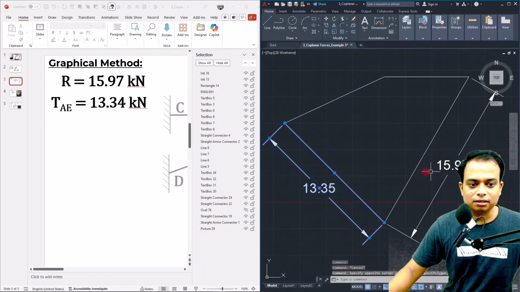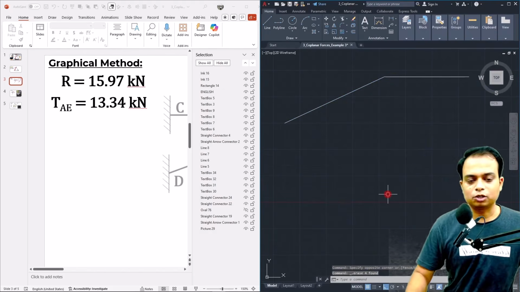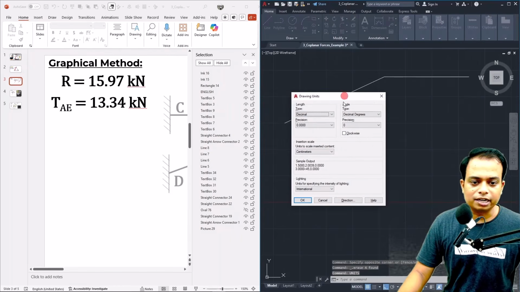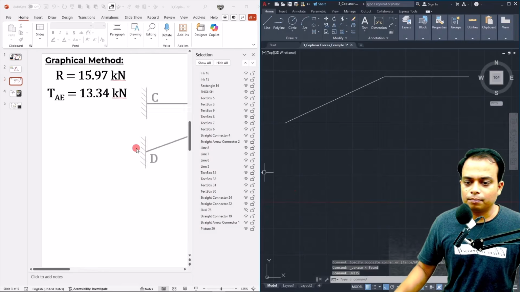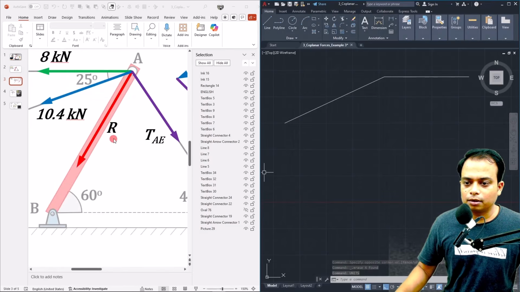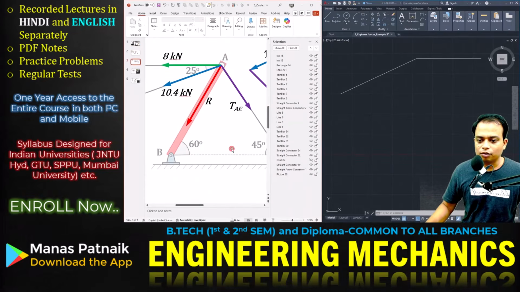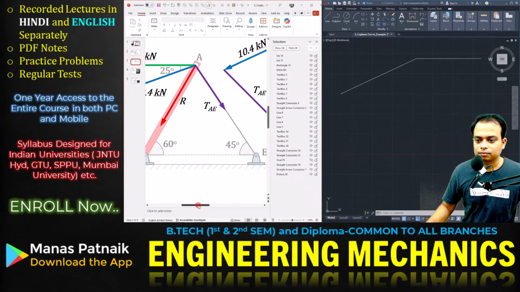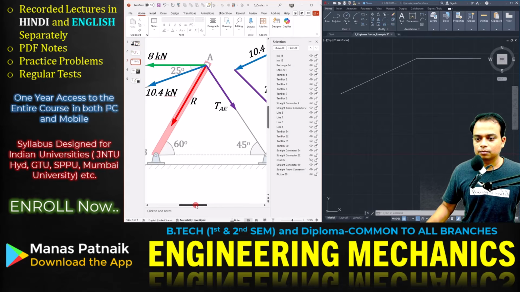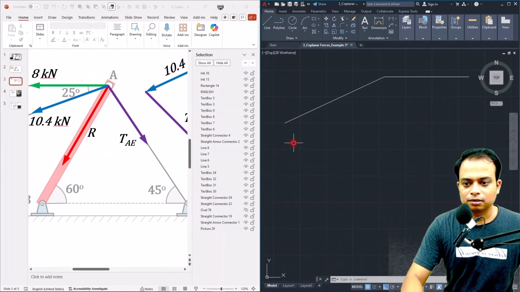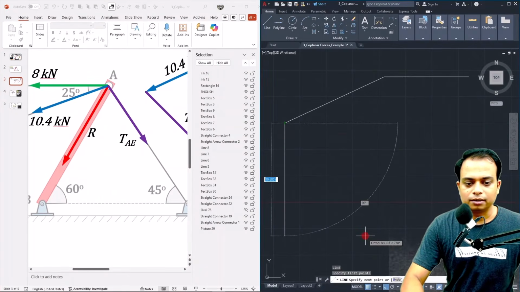And as far as these two are concerned, let me show this to you. And by the way, please check if you have this in centimeters or not. I've already fixed it. Okay, now this TAE happens to be at an angle of 45 degrees. Yeah, 45 degrees clockwise, right?